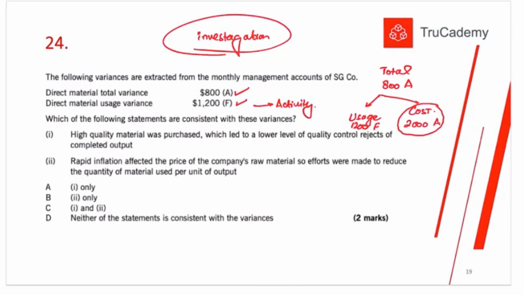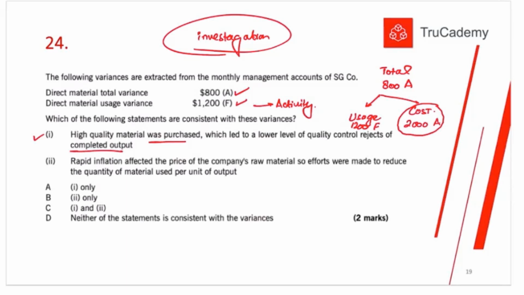Why? First of all, number one, high quality material was purchased, which led to a lower level of quality control rejects of completed output. That's true. If you're paying extra and you're buying the best quality of raw material, there will be fewer quality control rejections, less fault in our completed products, less wastage. All will be the benefit of this. One is true.